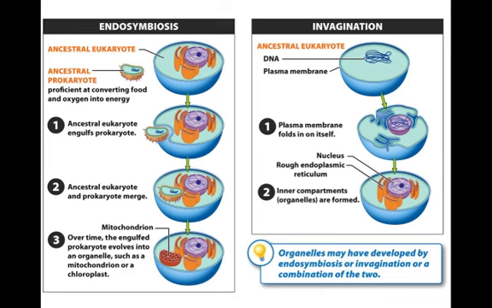Another idea that has been developed is this idea of invagination. So the ancestral eukaryote, again here, has its DNA kind of hanging out like the prokaryote does. And then the plasma membrane will just fold in on itself and start to make these organelles. So start to make the nucleus, or the membrane of the nucleus, and then make the rough endoplasmic reticulum around it. So it kind of folds in on itself and starts to create these organelles.